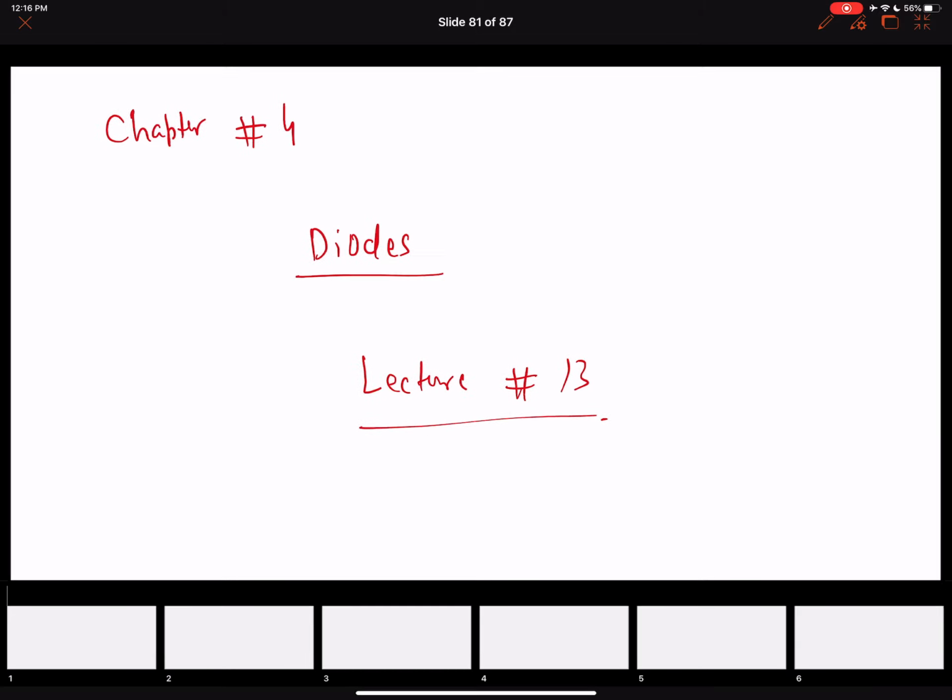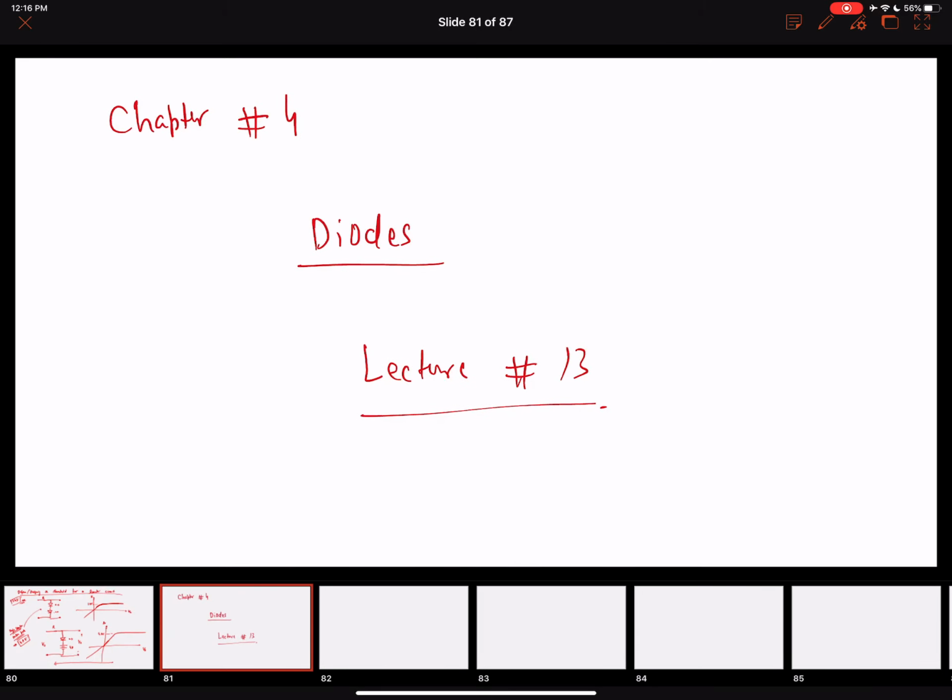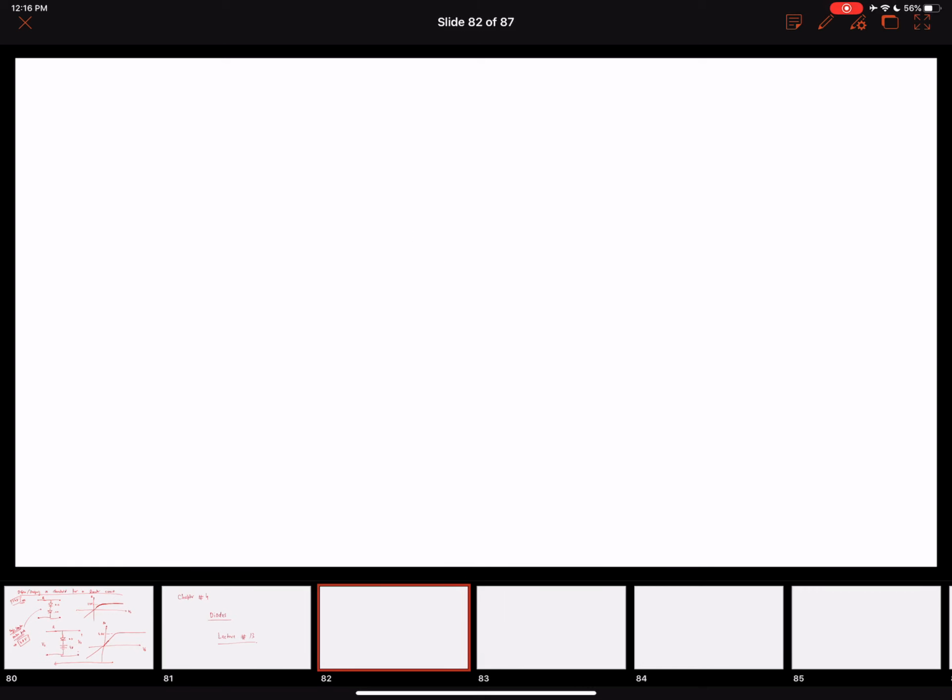Hello everyone, this is the last lecture on diodes, and we're going to do a couple of quick examples in this lecture. This example is a circuit called a clamped capacitor circuit, or DC restorer circuit.